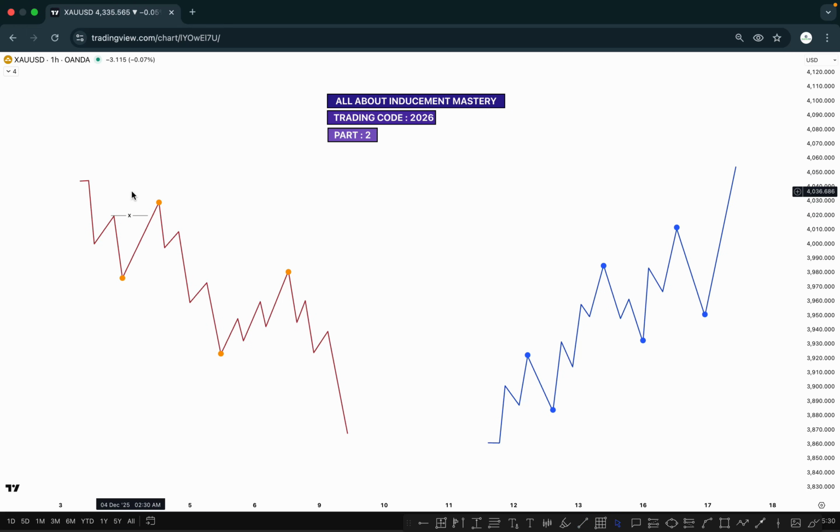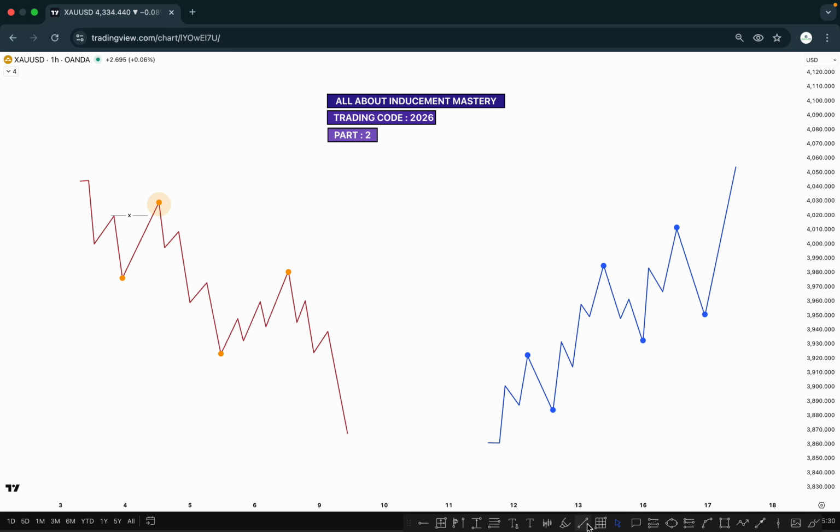Why is this inducement, and why are we marking it as an inducement? You need to understand what inducement is. Inducement is a specific area where people get stop loss or enter the market for buy and sell. It is a specific area which induces people to buy and sell. The same thing happens after taking out the inducement. What happened here? People get entry here for the breakout, and they are looking for an entry for the buy.